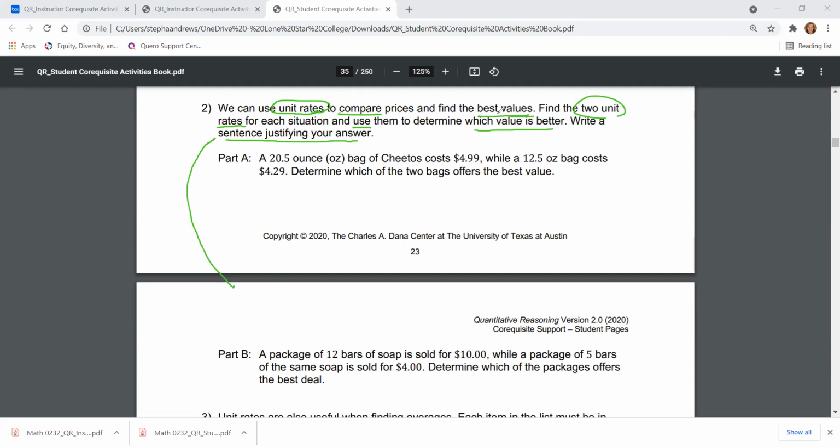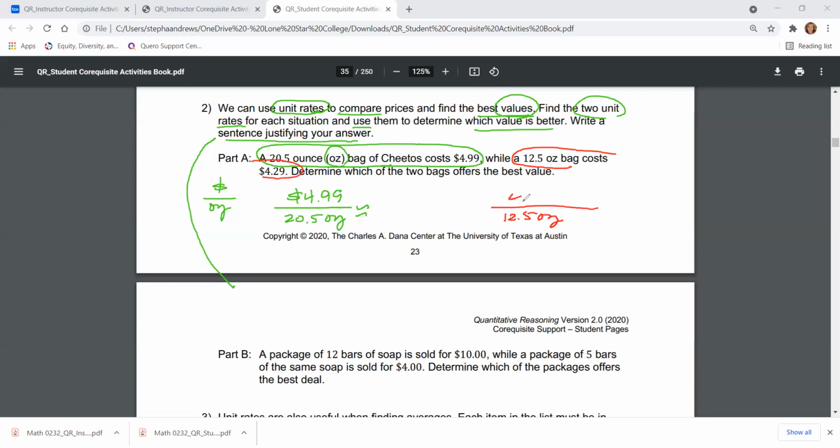So we are comparing values. We need to know what's the price per, and in this case, we're looking at ounces. So we have a bag of Cheetos and we need its price per ounce. So there's one of them. It's going to be about-ish, something-ish. And then this other one is a 12.5-ounce bag, and it is $4.29. And that's going to get us an about amount.